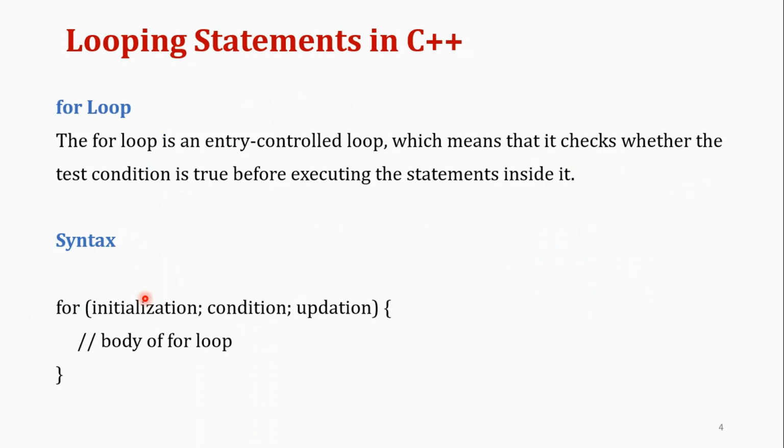The first one is the for loop. The for loop is an entry control loop. If the condition is true, only then does it execute the set of statements inside the body. The syntax of the for loop is the for keyword, initialization, and the condition. As long as this condition is true, the body will be executed repeatedly, and the updation, incrementing or decrementing the count. So let us see the example.